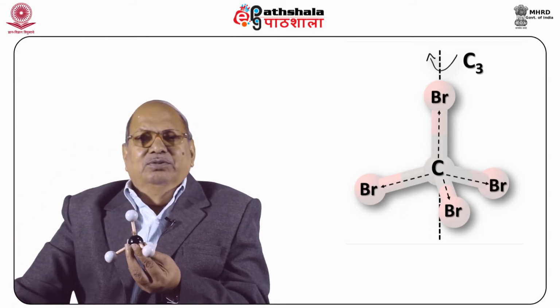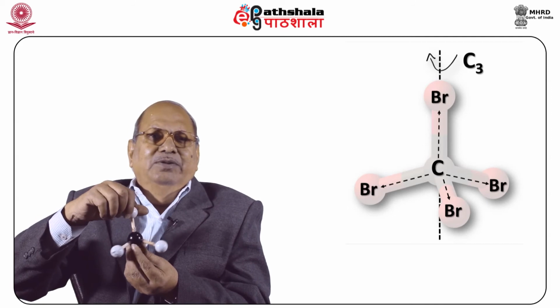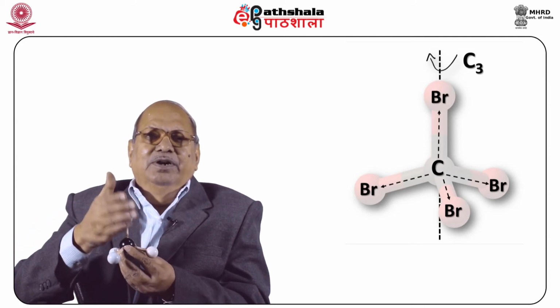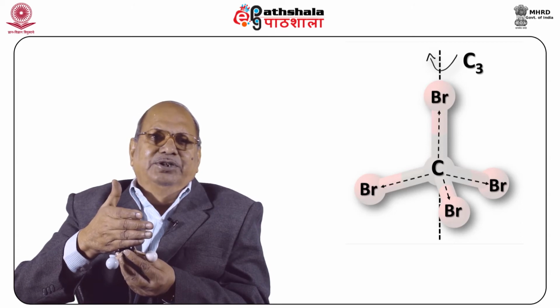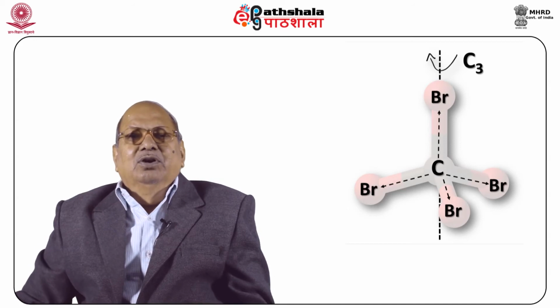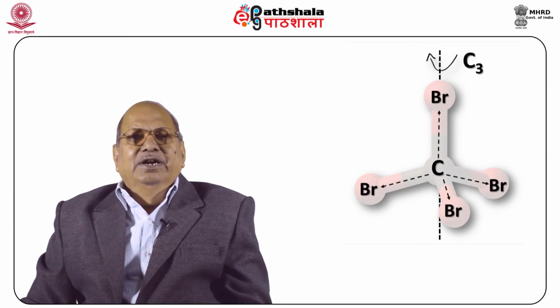So by carrying out C3 operation, three bond vectors are shifted, one is unchanged, and by taking sigma V, two bond vectors are not shifted and two are shifted. And just by performing all other operations, we get the result as shown in the table.